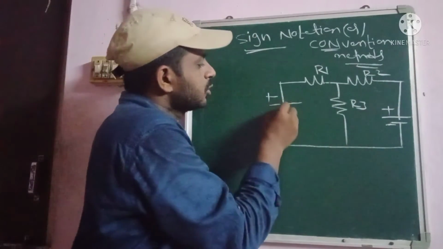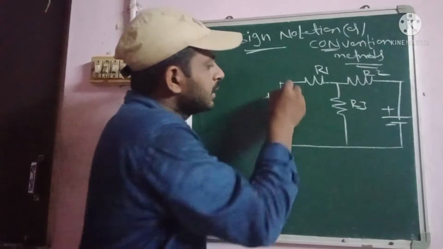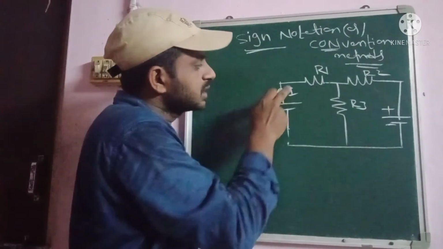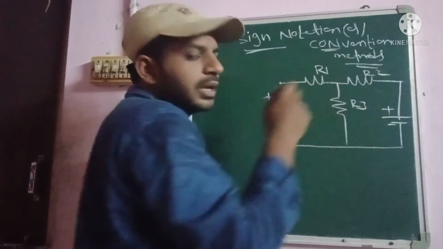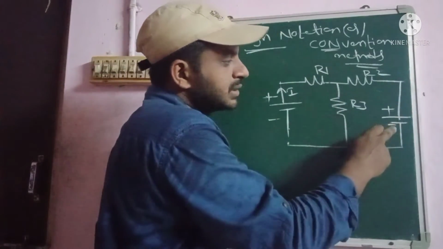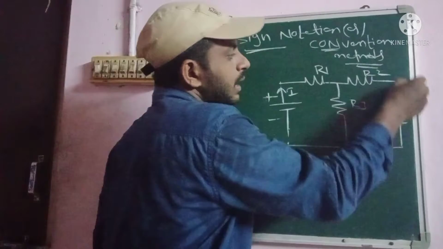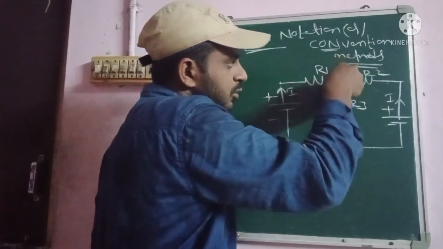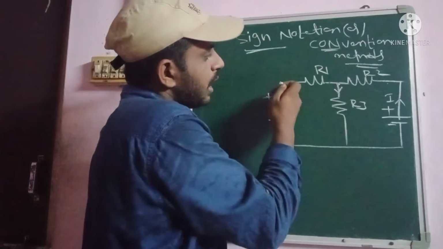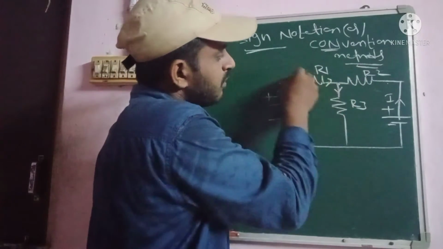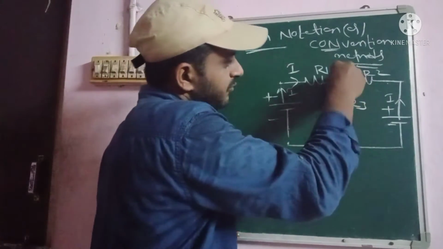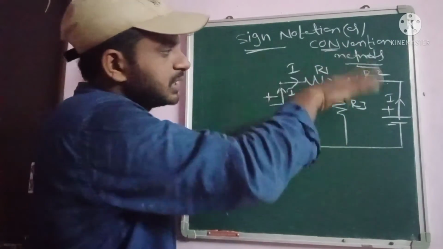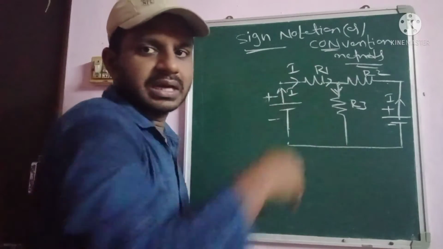According to the battery symbol, the current will flow like this. Why? Because this is the positive plate and this is the negative plate, so the current flows like this. Here also, this is the positive plate and this is the negative plate, so the current flows through the elements and through the junction like this. These are the basic conditions for the construction.